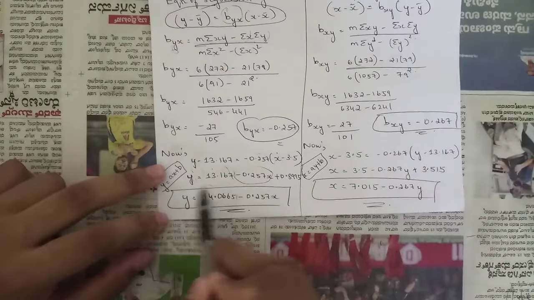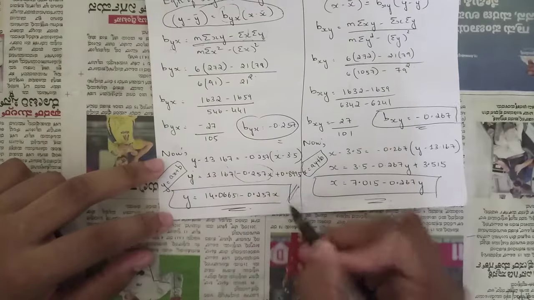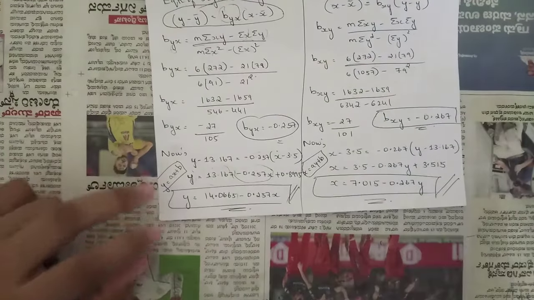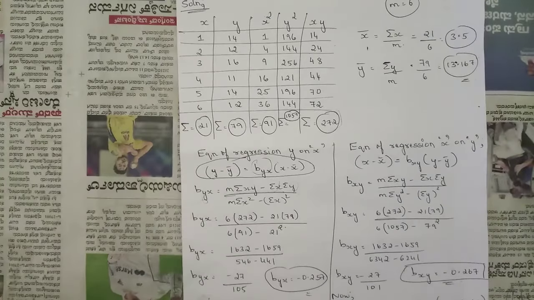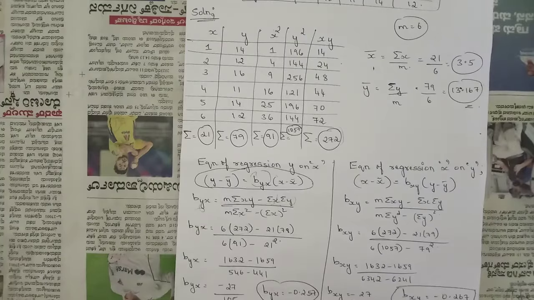So here we got the two regression lines, that is y equal to ax plus b and x equal to ay plus b. So this is the way we need to solve this problem. We have one more problem where we need to find the correlation coefficient using the equations of regression. So we will discuss that now.